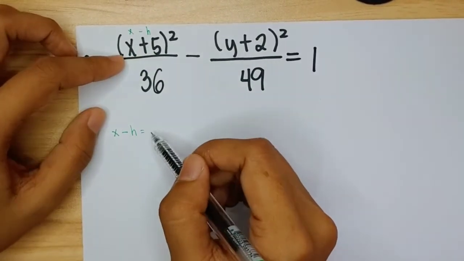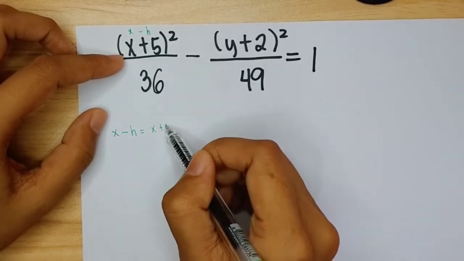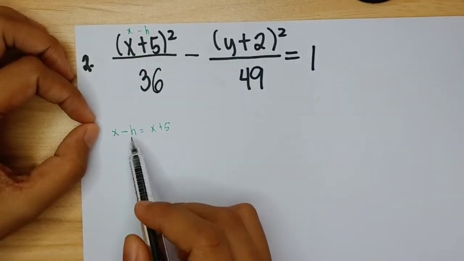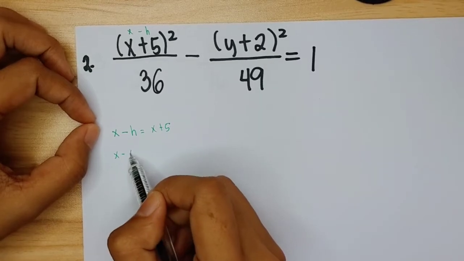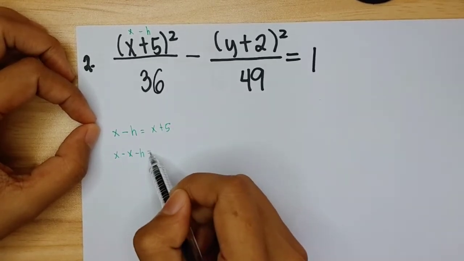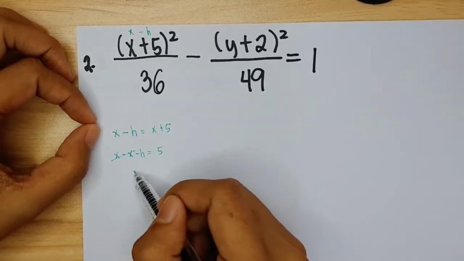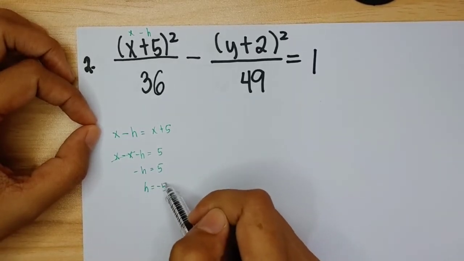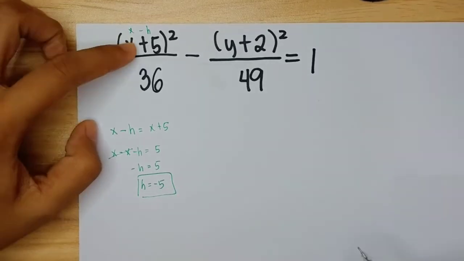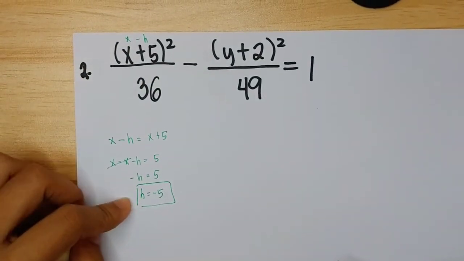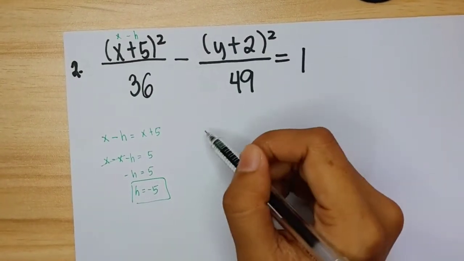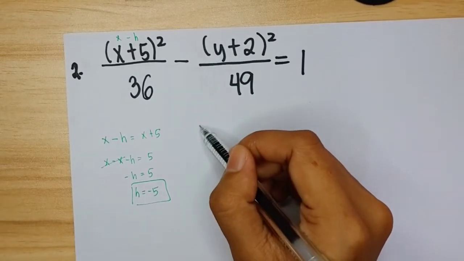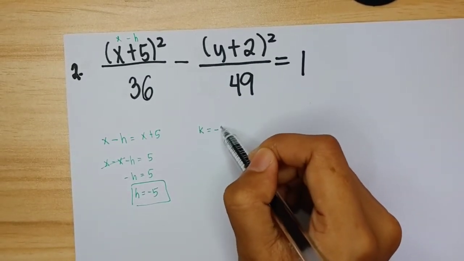Then, we have here x plus 5 man, that is x plus 5. So, if mag-solve tayo ng h natin, that is x minus h, matira yung 5, so mawala yung x, negative h is equals to 5, so yung h natin is negative 5. Since positive man siya, that means negative yung h natin. Okay, the same dito sa k, so yung k natin is negative 2.